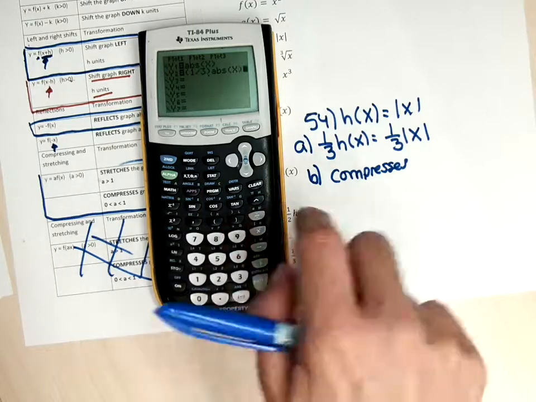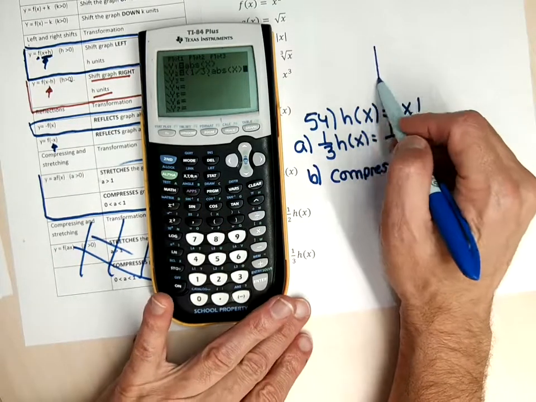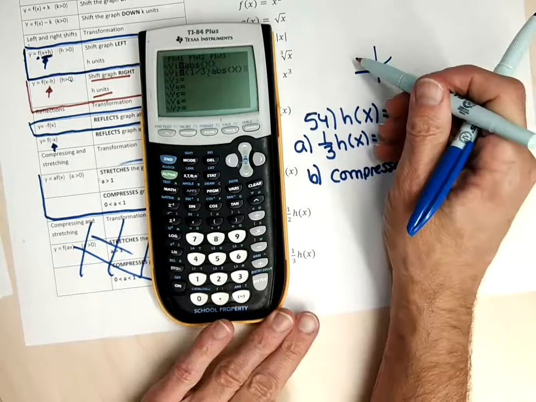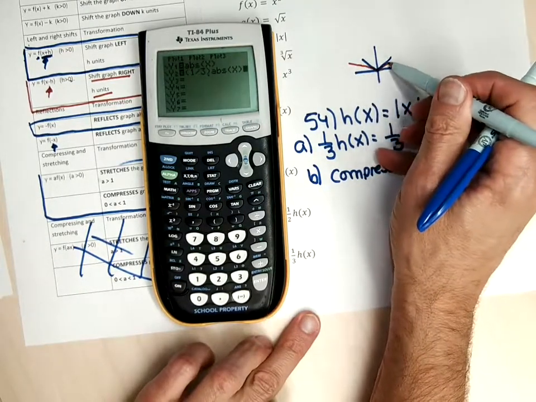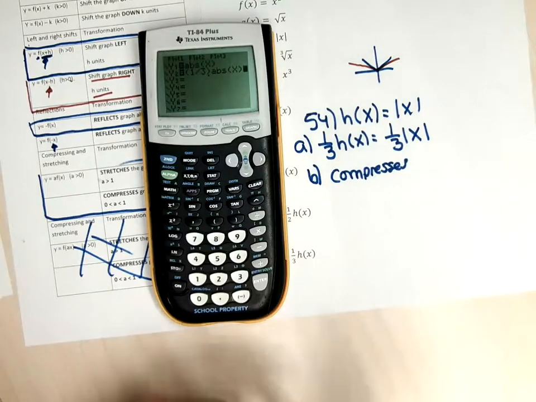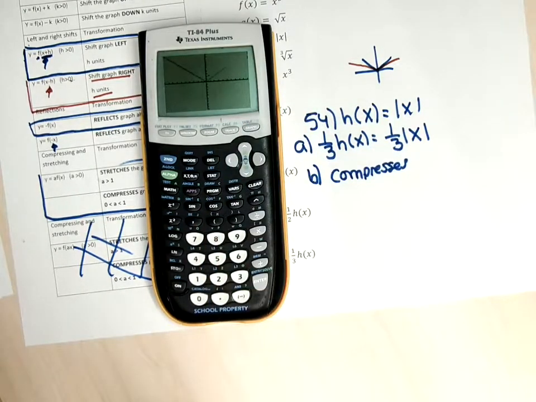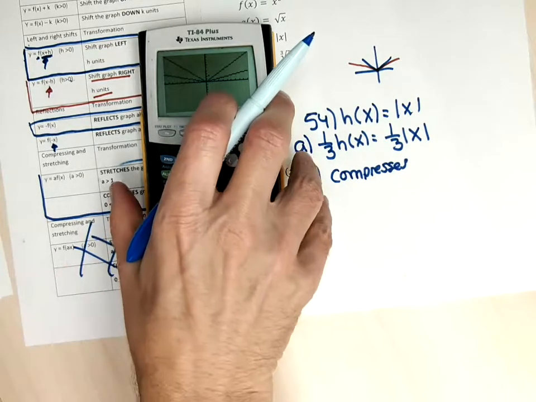If I graph these two, the first one's just a generic absolute value of x, and then each of the y's is going to be made smaller. It's going to compress or push the graph closer to the x-axis. And you could say it makes it wider. That would be fine too. So there's the initial, and there's the compression of it, or making it wider.